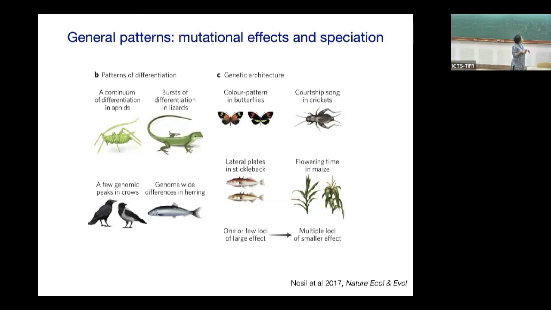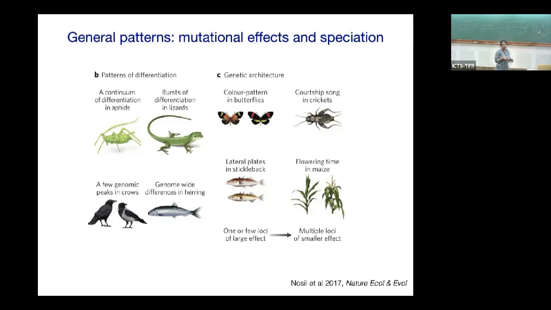Color pattern in butterflies is typically driven by a few genes of very large effect, right? So where would these genes lie in the DFE? Towards the right or the left? The right, right? That tail end, remember, that can drive adaptation. Courtship song in cricket is something else. I forgot what the genetic architecture of this is. Somebody, do you remember? Okay.